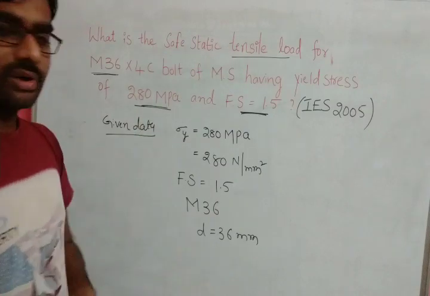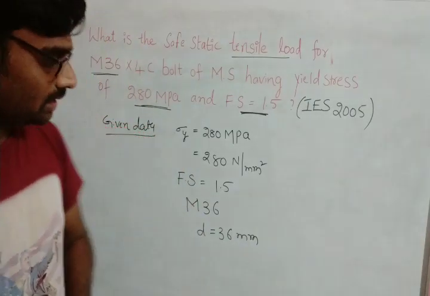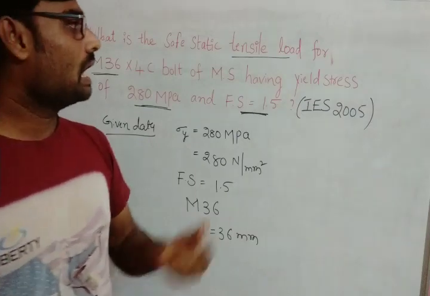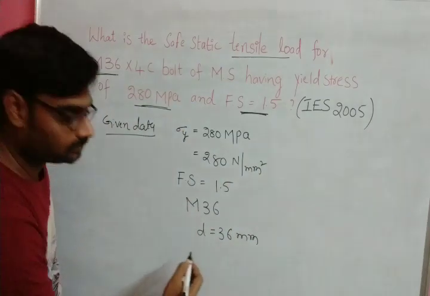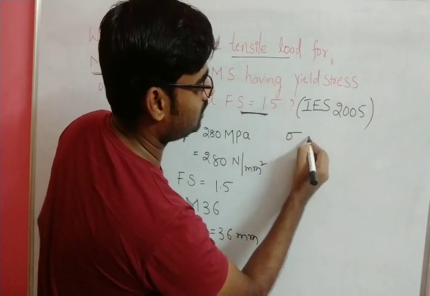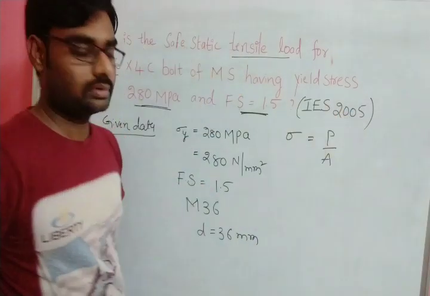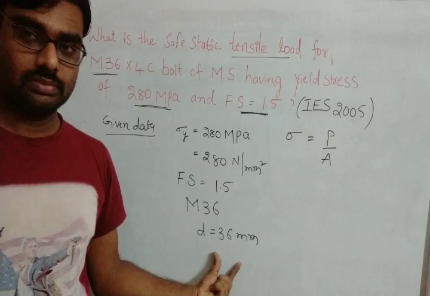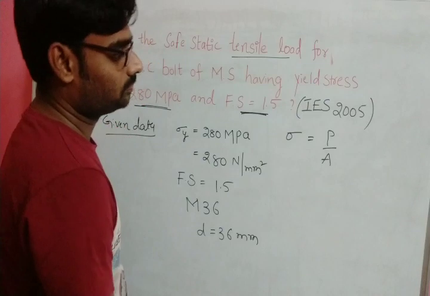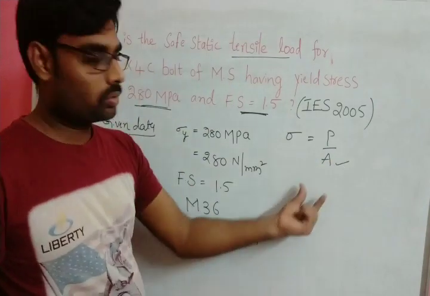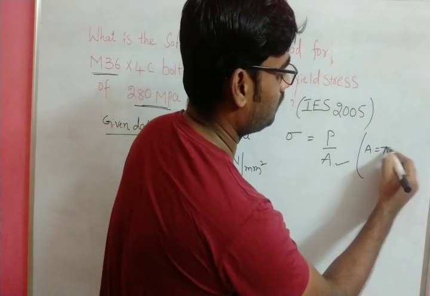We know the formula: stress equals internal resistance, that means P by A or W by A. Just use that formula and calculate the tensile load. Stress equals load by area. What is the area formula? A equals pi by 4 into d square. Then area is known, and next is P.